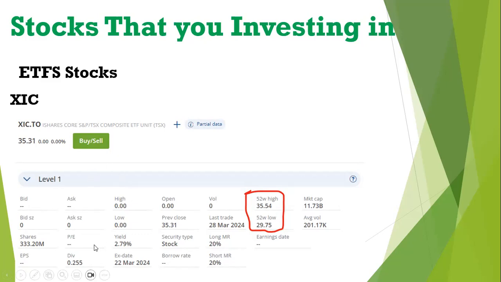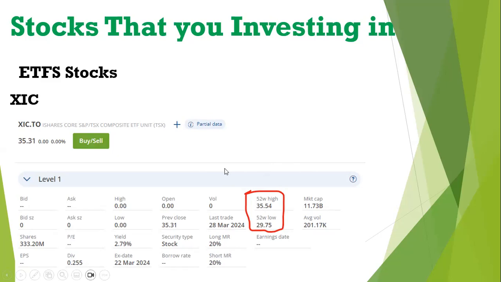XEI has a very small dividend every month, like 20 cents, 25 cents per share, so you get it every month. The price now is 35, which is at its highest. But if you had bought this share at 29.75, you would be making almost 5% on your capital per share. So that is really good.